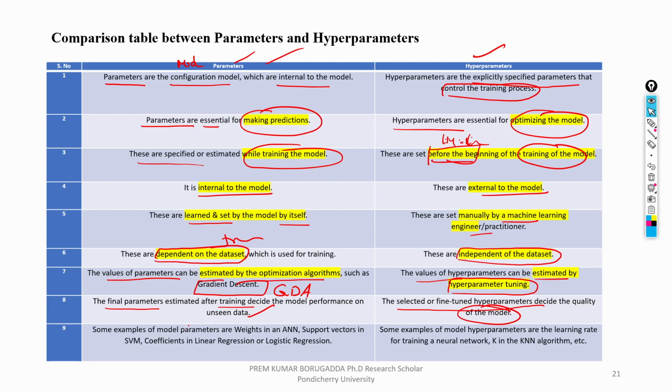Some examples of model parameters: in linear regression, y is equal to mx plus b. Here m and b are called the model parameters. A hyperparameter here is the learning rate, like 0.1 or 0.001. If you take a neural network, the hyperparameters are the number of layers, number of hidden layers, epochs, batch size, and so on.